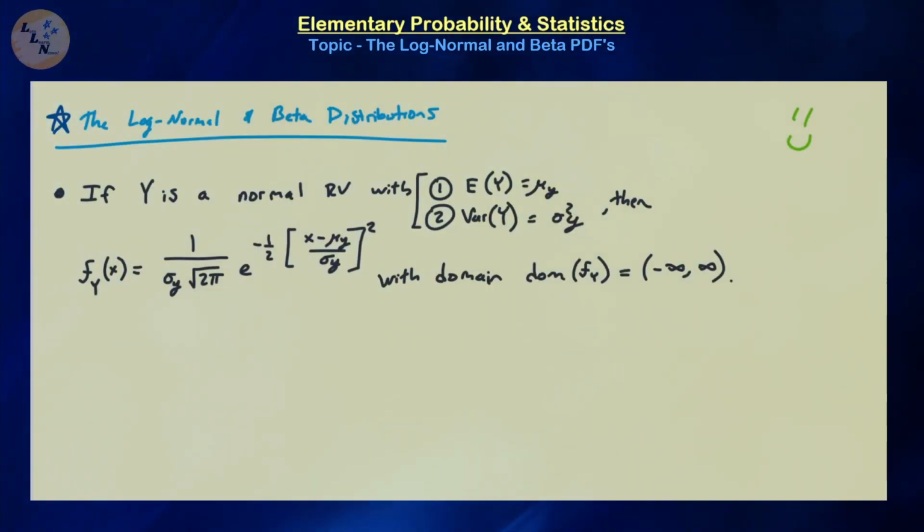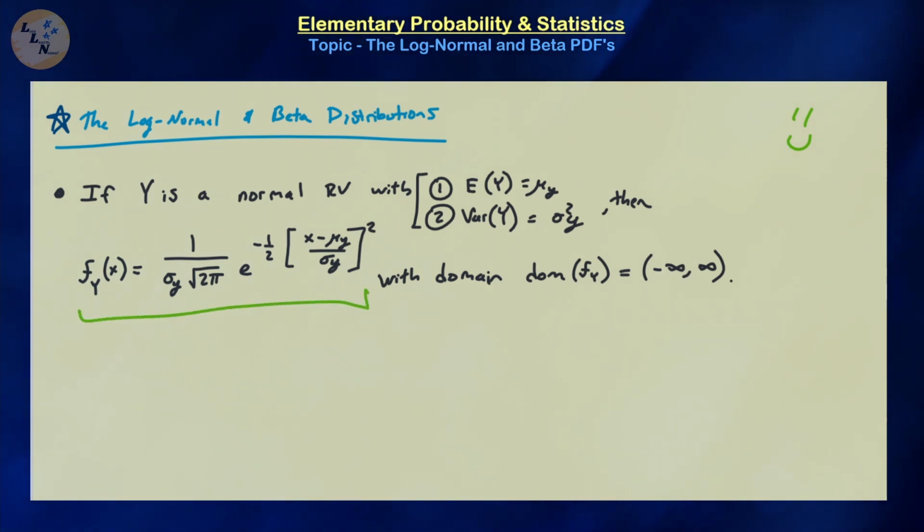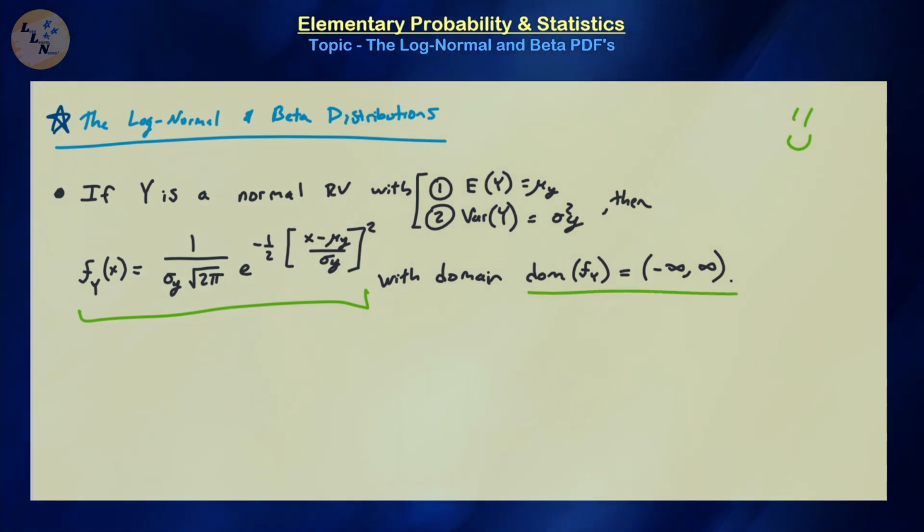Today we're going to be introducing two different types of distribution functions known as the log normal and the beta PDFs. So recall that y is a normal random variable with the expected value of mu y and a variance of sigma squared y, provided that the probability density function representation of that random variable y is given by this function here. It's also very important to note that the domain of a normal random variable is typically taken to be minus infinity to infinity.